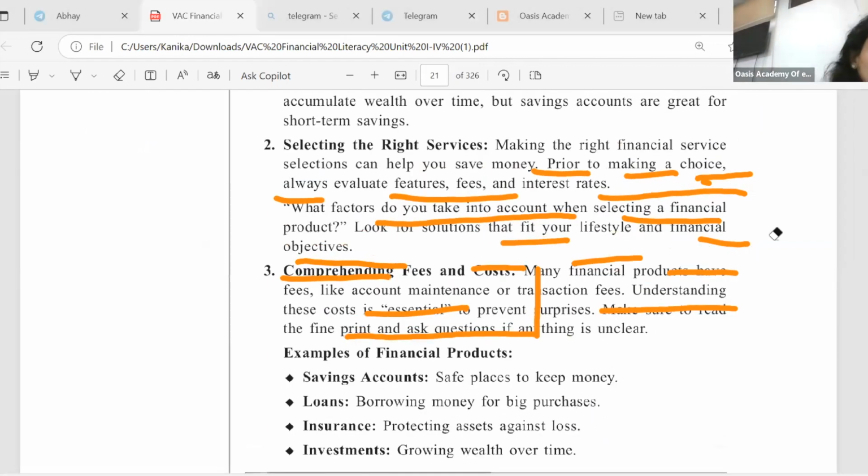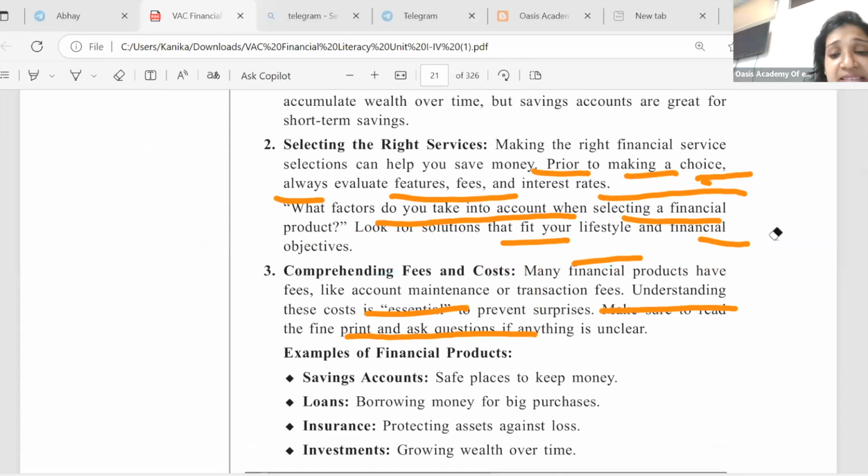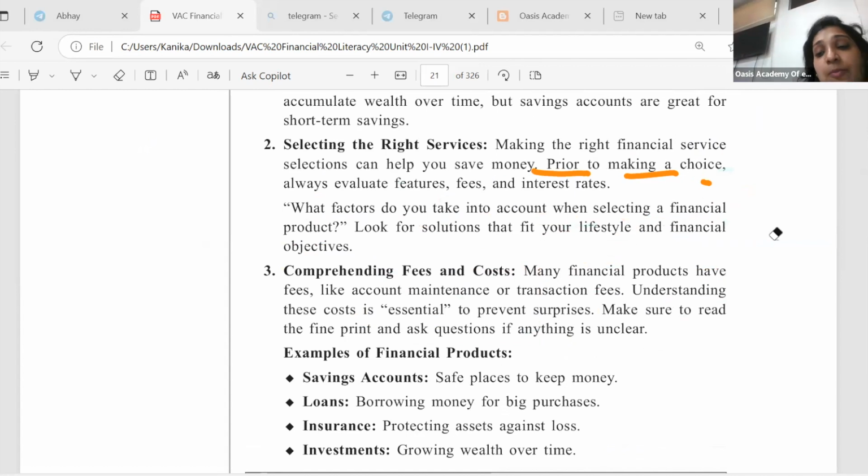Then comes comprehending fees and costs. Many products have fees, like account maintenance. If you make investment decisions, it is always chargeable. It is never free. Whenever you open a savings account, the banks charge you maintenance fees. Or if you make transactions beyond a certain limit, they charge you transaction fees.